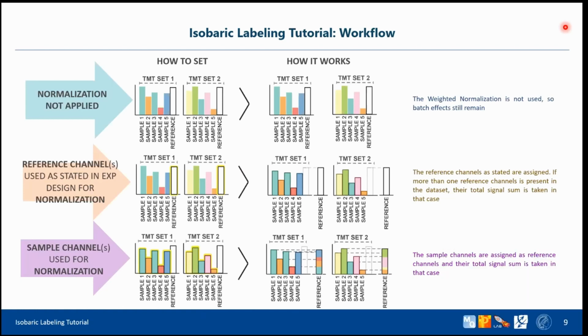But in the third one, because there are more reference channels that you set up, you will create a sort of in silico reference channel based off the median across all the samples that you selected as reference channel. That one, colored here based on the samples, will be used as reference, and then it will apply the ratio across all of them.